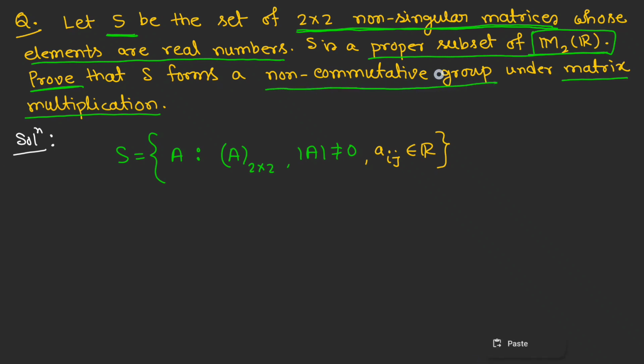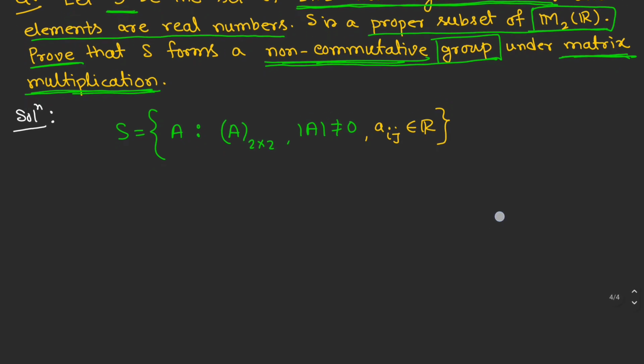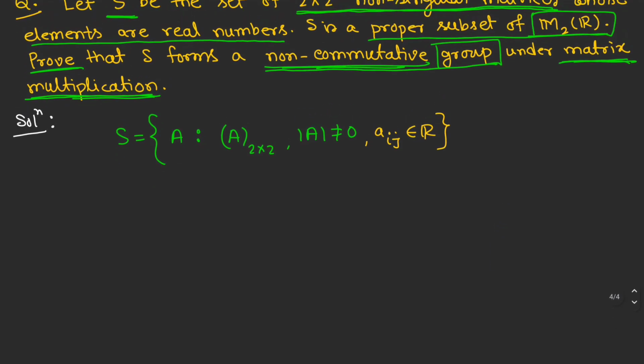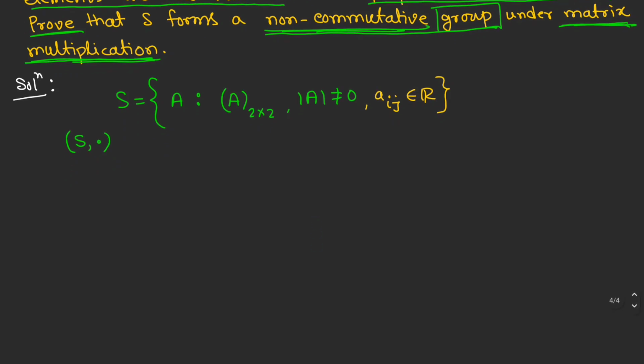So you have to show that it forms a group, and also you have to show that it is non-commutative under matrix multiplication. Okay, so let's start. First we have to show that it is a group. The groupoid is S dot, where dot is matrix multiplication.